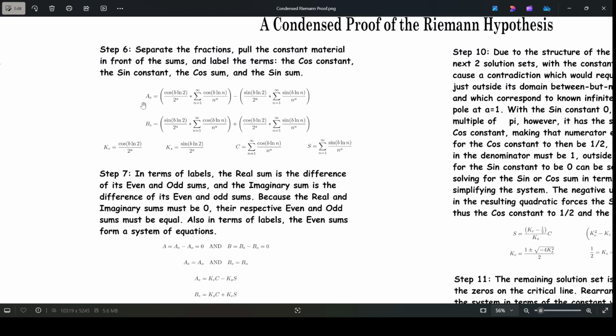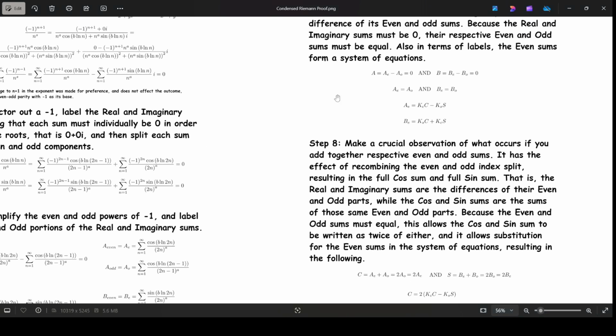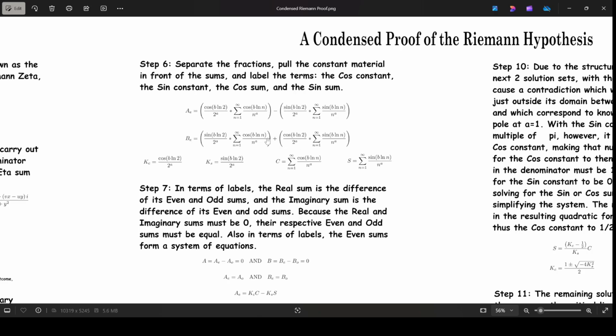And here you see the even part again, the real even part and the imaginary even part. And we've pulled the constant material out front and we've split the sums in half because over that common denominator down here, you have this common denominator. And that's all that's going on here.